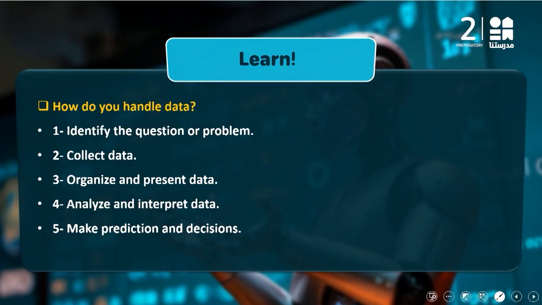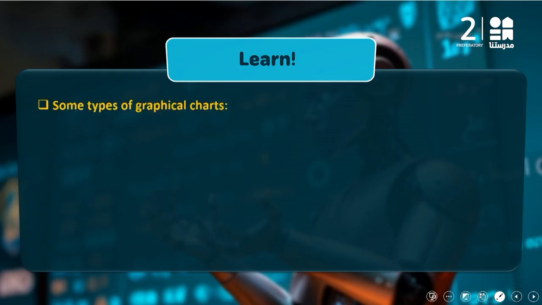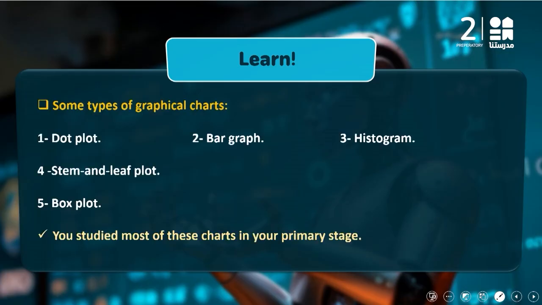Number 1, identify the question or problem. Number 2, collect data. Number 3, organize and present data. Number 4, analyze and interpret data. And number 5, make predictions and decisions. We have some types of graphical charts: dot plot, bar graph, histogram, stem and leaf plot, and box plot. In primary 6, we talked about dot plot, bar graph, histogram, and box plot. So a new one is stem and leaf plot.